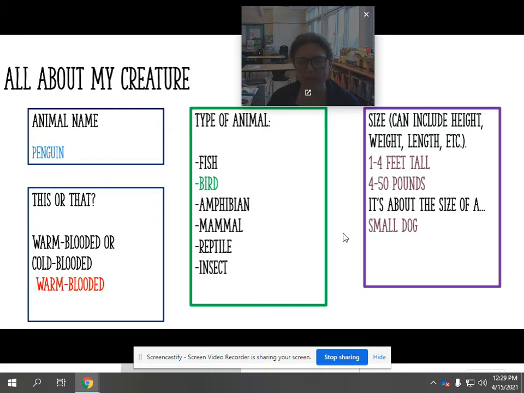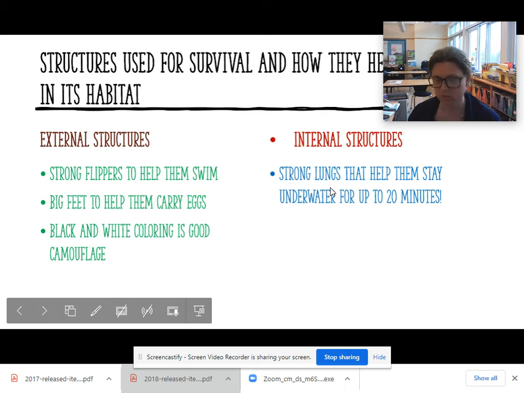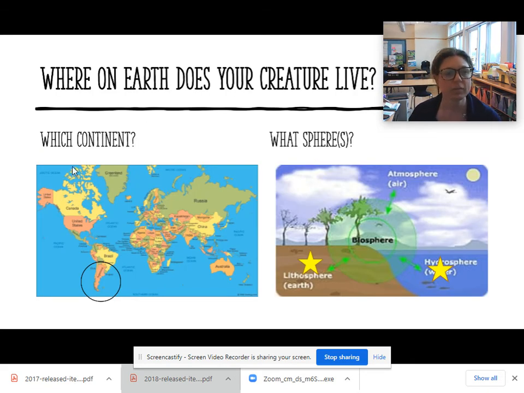After you determine that, then I want you to show me on Earth where your creature lives. So I want you to think about what continent your creature lives in. Penguins live in South America, and they also live in the Antarctic, which is not shown here. They also live in South Africa. So I'm probably going to need to add a circle here.